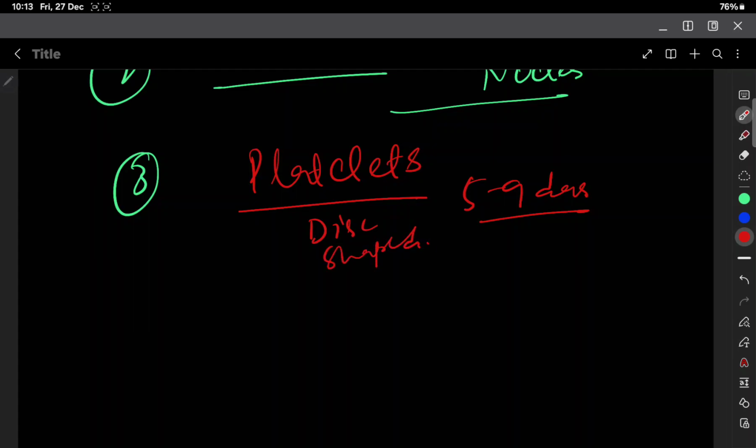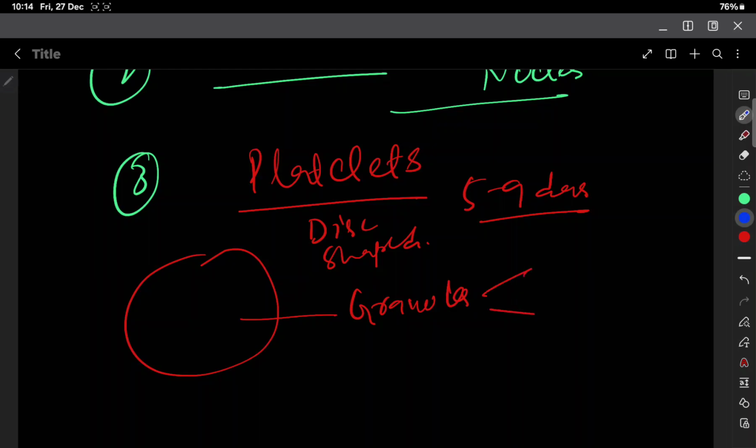Okay, and they have two types of granules in their cytoplasm. This is the cytoplasm. They have the presence of granules, and granules are of two types. One is the alpha granule, and the second one is the dense granule. These are the two types of granules.